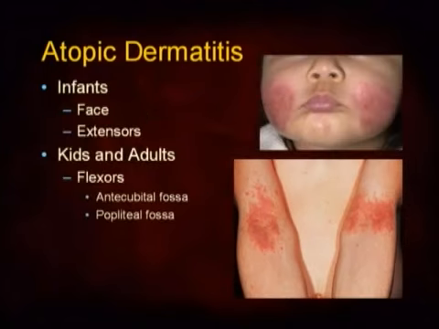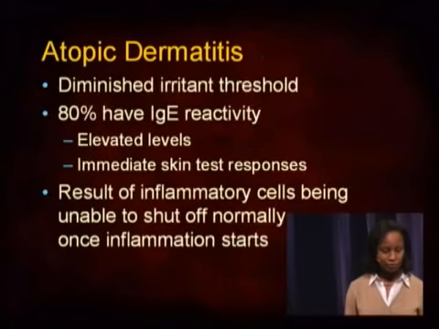So the exception to the rule in terms of the distribution has to do with infants, and infants can have atopic dermatitis on the face as well as on the extensors, whereas in kids and adults, the typical distribution is inside the elbows, backs of the knees in particular. And here you can see a couple of picture examples, an infant with involvement on the face, and then those antecubital fossa, which really are a classic location for it.